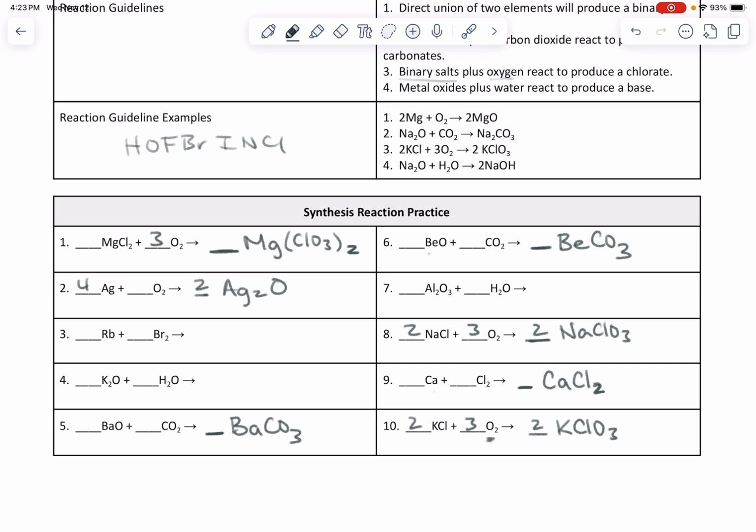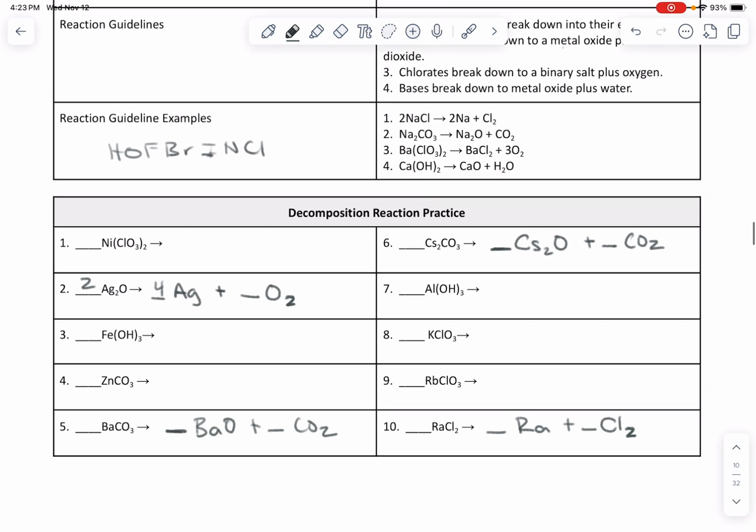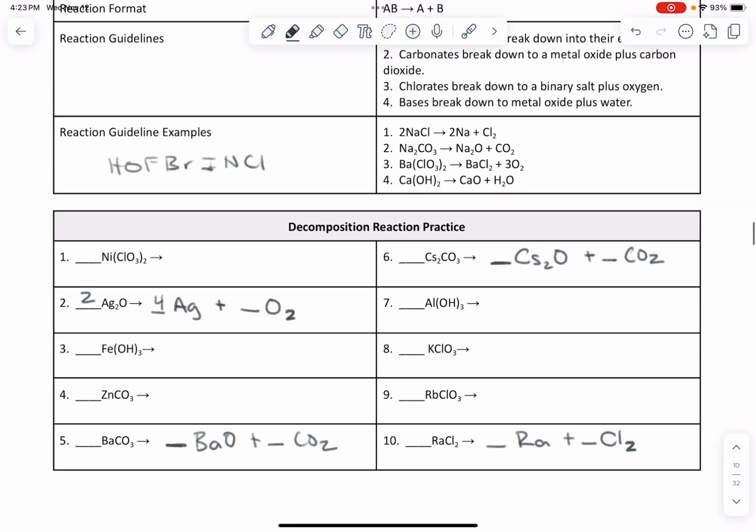Erase that. Oops, I want to erase right here. Okay, great. Now, remember, when we go to the decomp side, it's going to be the same thing, but backwards. So now our chlorate is going to break down into, oh, wow, I just made an arrow. I don't know how I did that. Still learning the iPad. Okay, our chlorate is going to break down into our binary salt and oxygen gas.